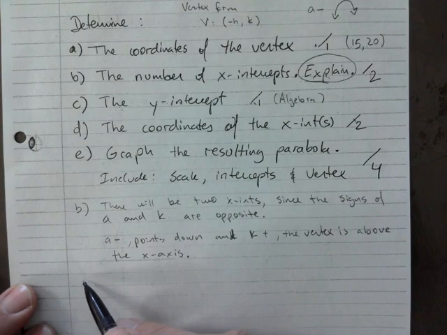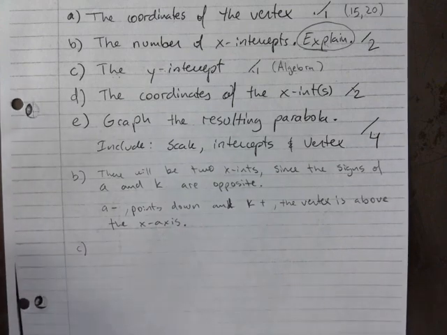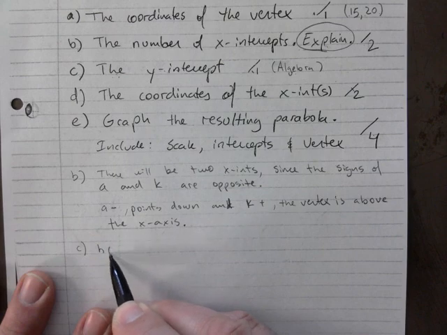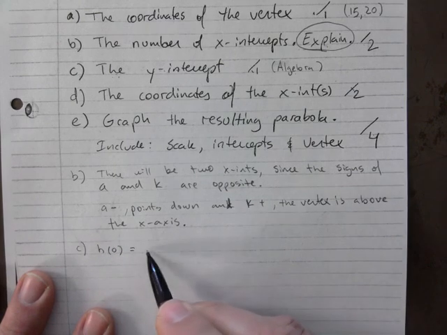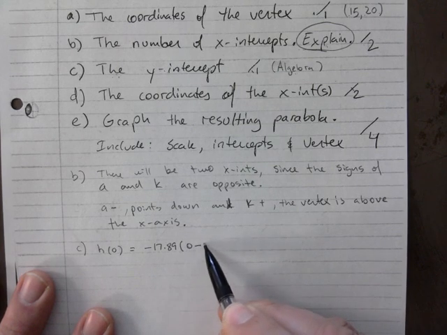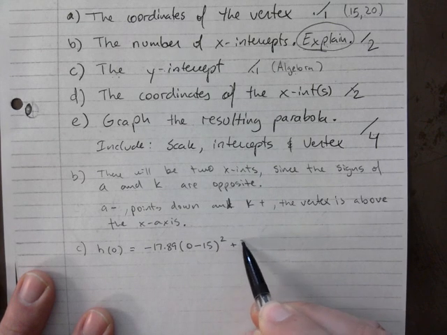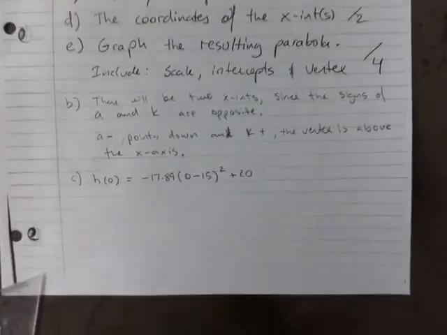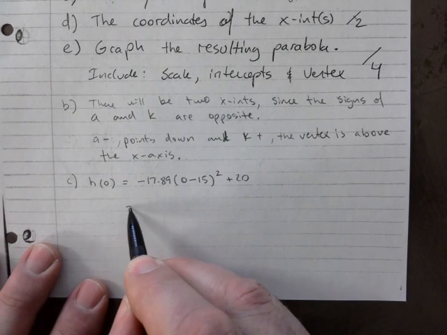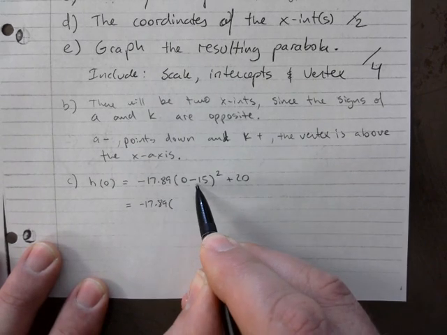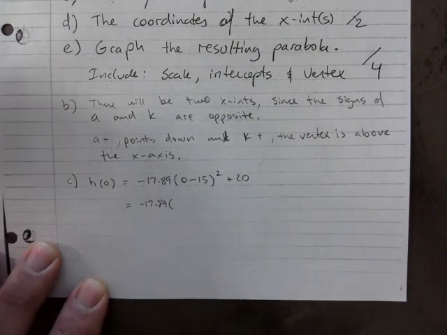And then, what's the y-intercept? I asked you to use algebra for that. So this is technically what I mean by that. x is equal to 0, right? So it's negative 17.89 times (0 minus 15) squared plus 20. So that would be the first step. You got to show me a few steps there. So negative 17.89, this would just be negative 15 squared, right?